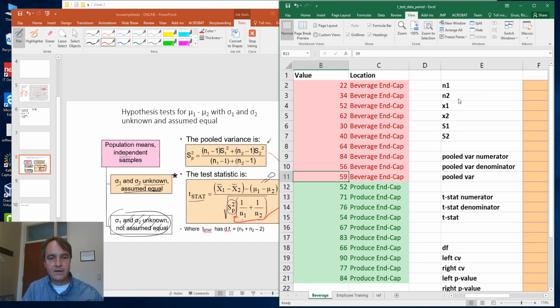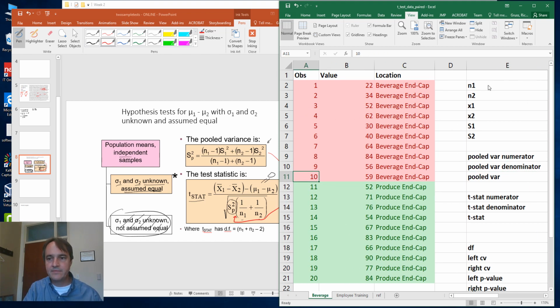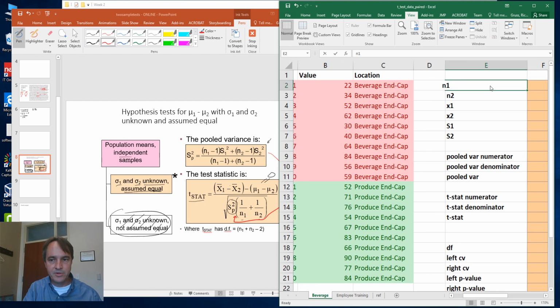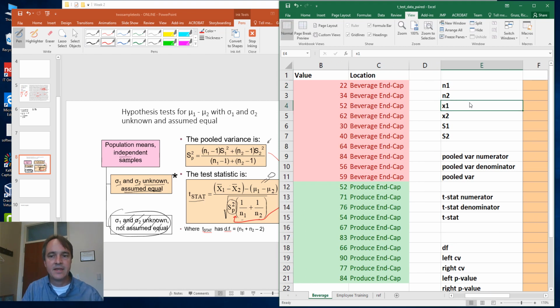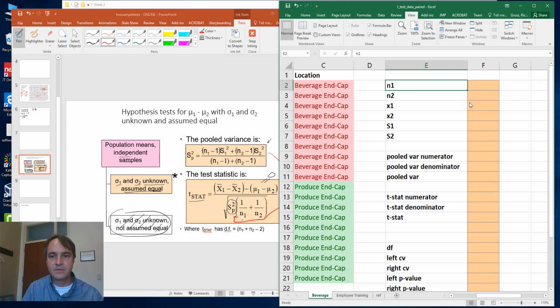Now for each of these variables, I've set up a blank where I can put them down here, because if I go piece by piece, it'll be very easy to just start plugging these in. So N1, up here, is just the sample size of the first sample, so that's 10, and the second sample was size 10 also. X1 and X2, so what are these? X bar 1 and X bar 2 are just the sample means. So let's find those sample means then.